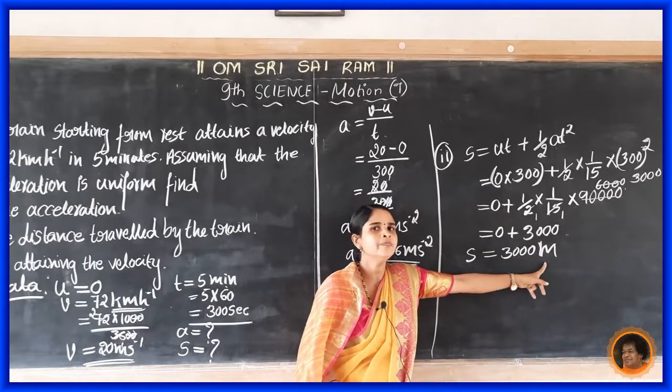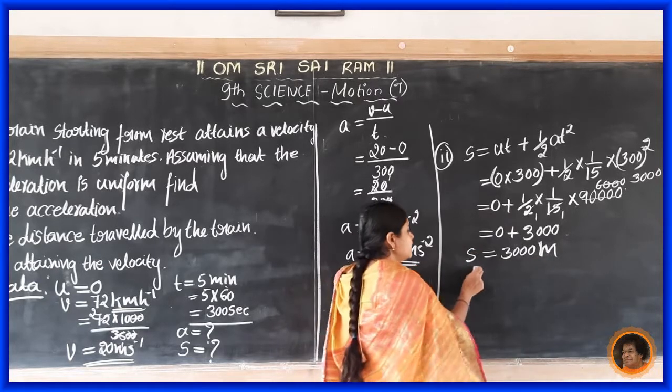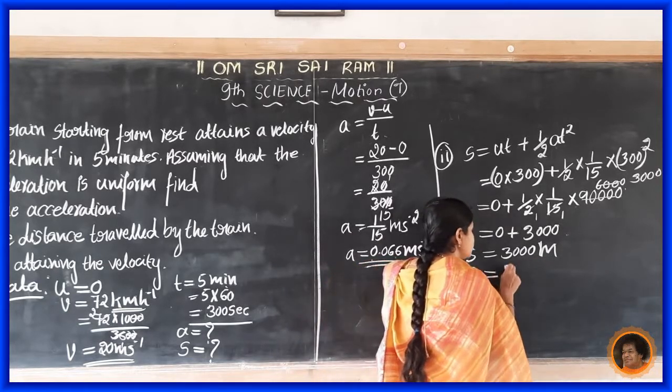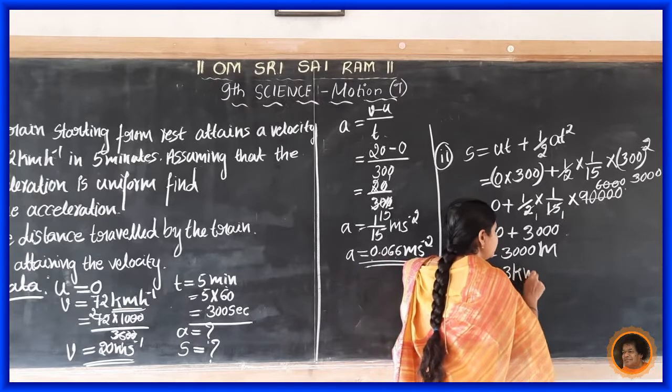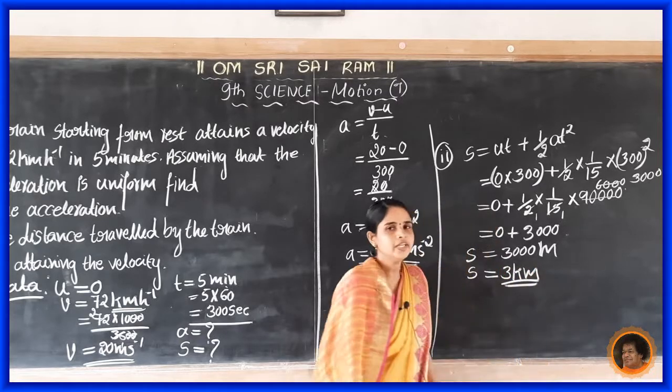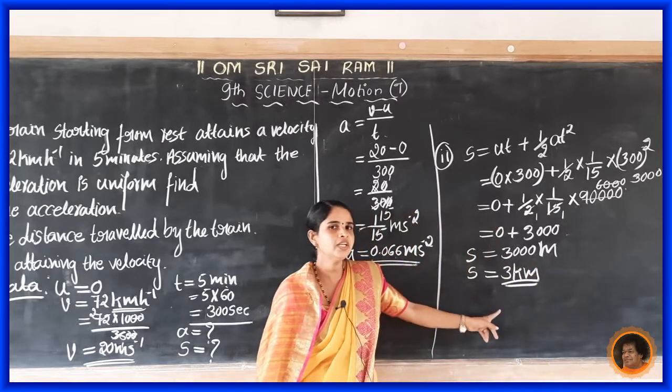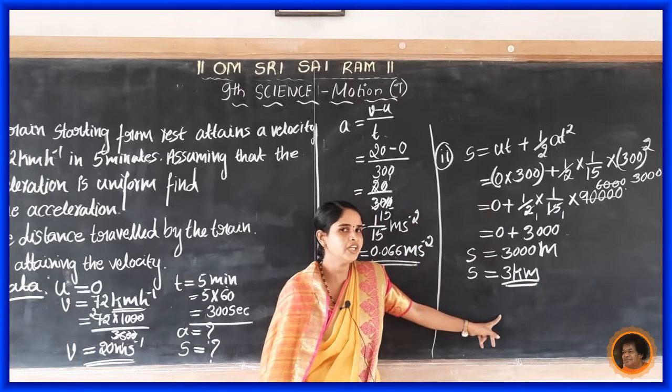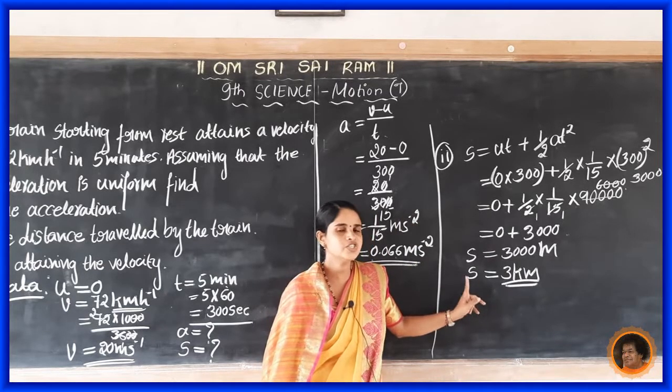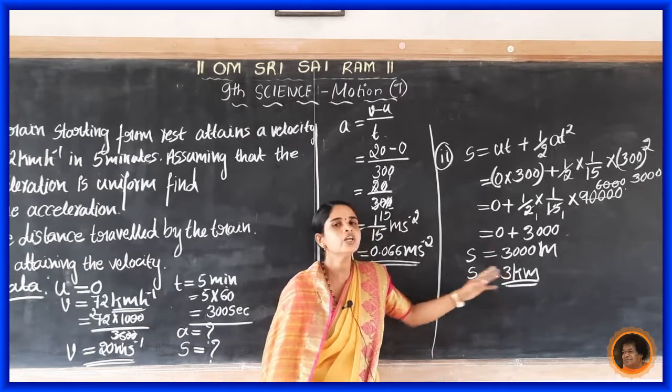Why meter here? The SI unit of distance travelled is meter. Or distance travelled s equals 3 kilometer, since 1 kilometer equals 1000 meter. So yes, distance travelled equals 3 kilometer.